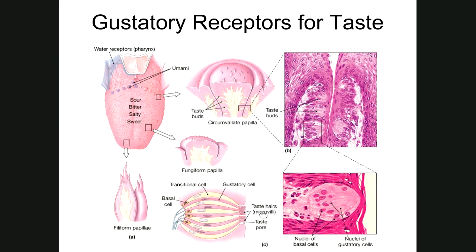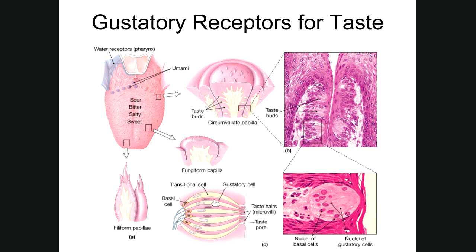B is supporting cells. That's going to be the little transitional cells there. Transitional cells are supporting cells. You see that they're in between the gustatory cells. So supporting is S-U-P-P-O-R-T-I-N-G. It says specialized epithelium which forms the capsule of the taste bud and supports the gustatory cells.